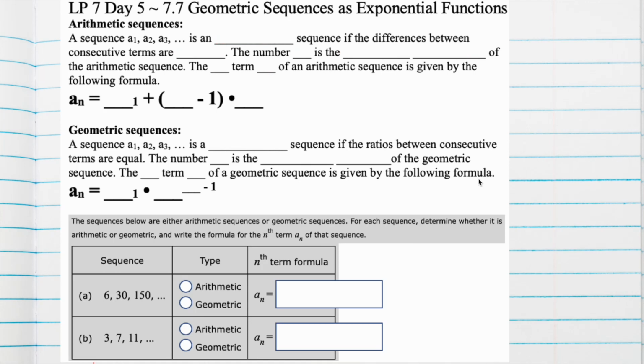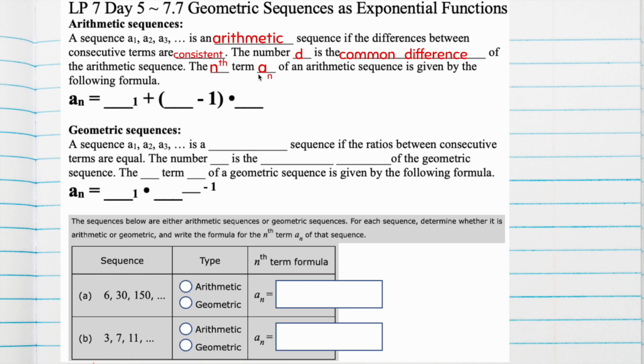Okay, so now we're going to take a look at arithmetic and geometric sequences, but specifically the equations on how to write these two. A sequence A1, A2, A3 is an arithmetic sequence if the difference between consecutive terms is consistent. The number D is the common difference of an arithmetic sequence.